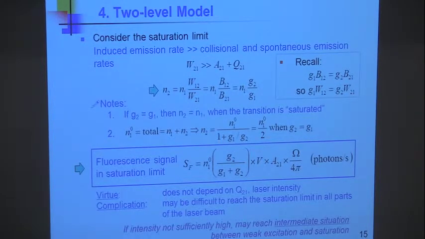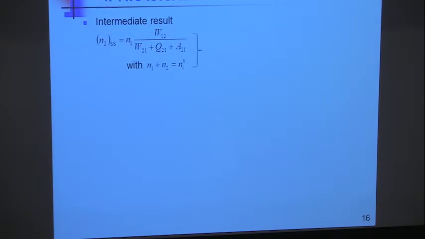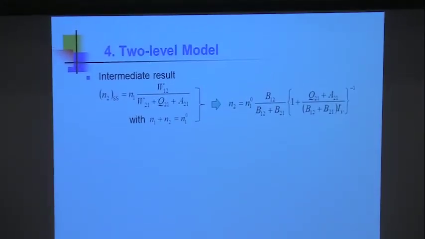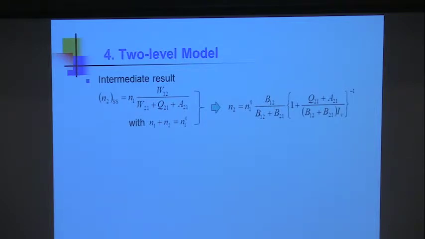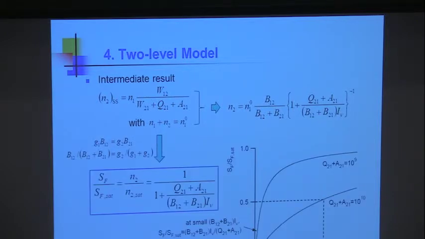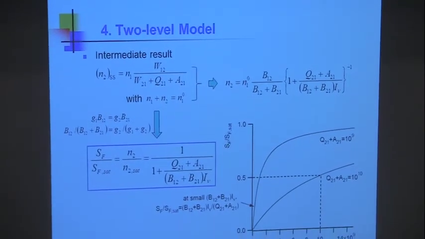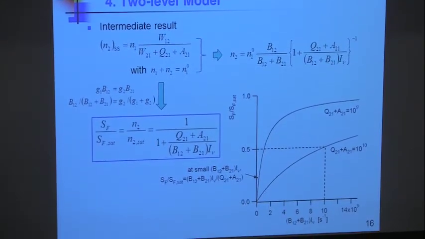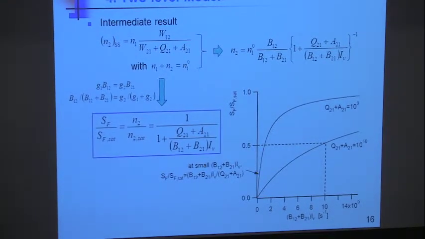If the intensity is not sufficiently high, you're somewhere in the middle ground. And there's a theory for this too. I won't go through it. You can solve for the steady state answer for all intensities, for all values of W12 and Q21. When you do, you get a more complicated expression. So the signal divided by the saturation possibility, 0 to 1 now, depends upon this quantity, the sum of the B's. Anyway, there's a standard plot. And you can do this now for different values of Q and A. Depending on what they are, you're in the linear regime or you're in the saturated regime.